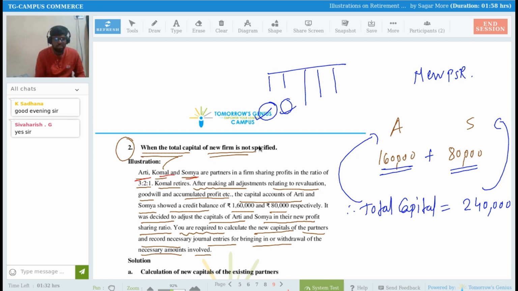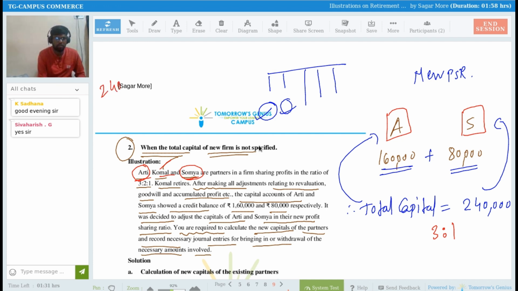Who is the retiring partner here? Komal is the retiring partner. So if the new profit sharing ratio is not specifically given, we can say Aarti's and Soumya's older profit sharing ratio becomes their new profit sharing ratio, that is 3:1. So this 2,40,000 rupees, I need to distribute in the ratio of 3:1 between Aarti and Soumya. What will be the answer?